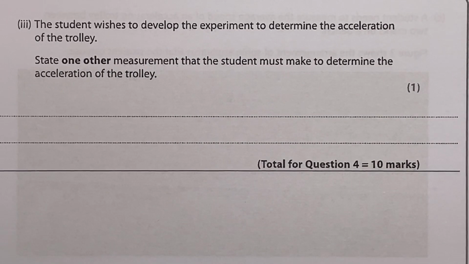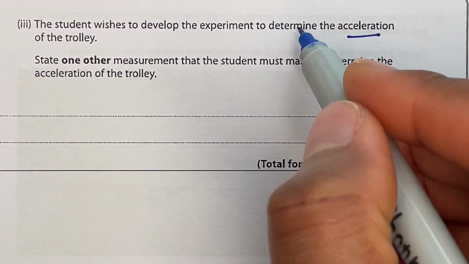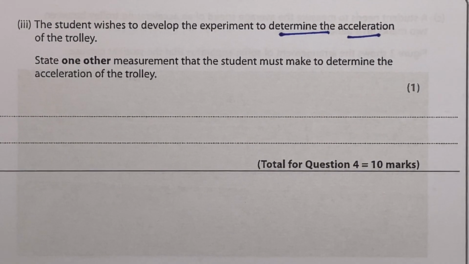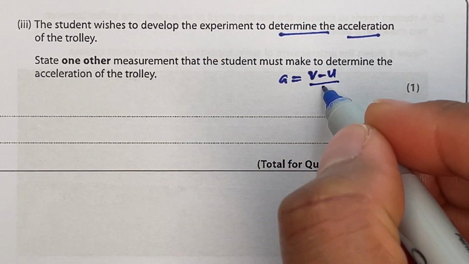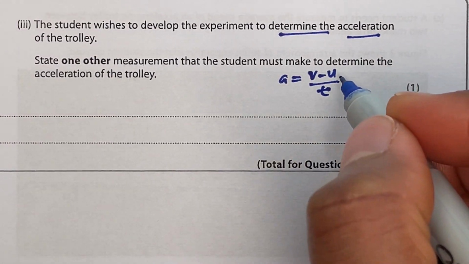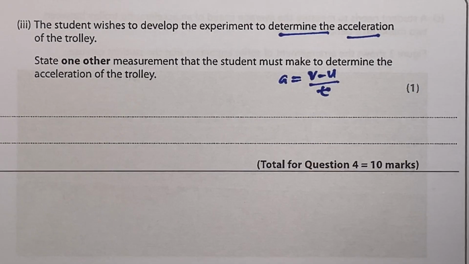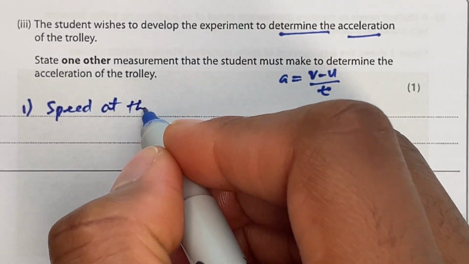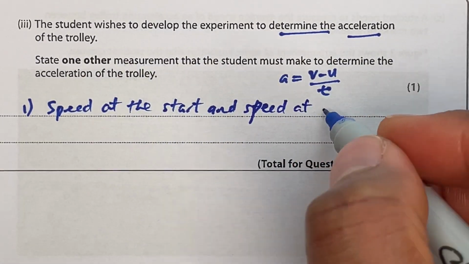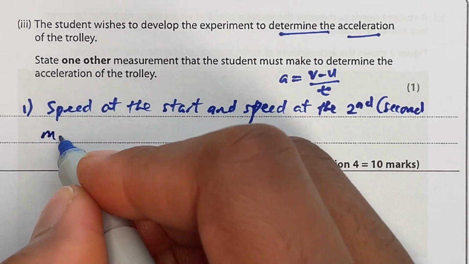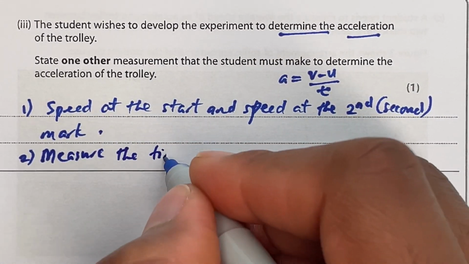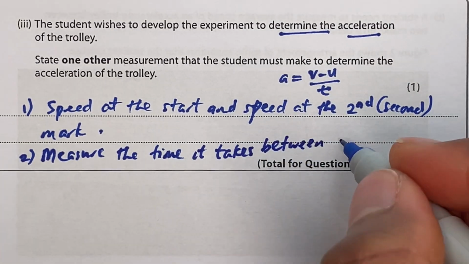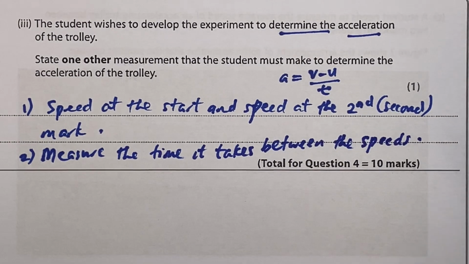The student wishes to develop the experiment to determine the acceleration of the trolley. State 1 other measurement that the student must make to determine the acceleration. So acceleration is v minus u divided by t. I know that. So the student needs the time between the 2 speeds. So the student needs speed at the start and speed at the second mark. Also, the student needs to measure the time it takes between the 2 marks, between the speeds. So any of this will get you 1 mark.